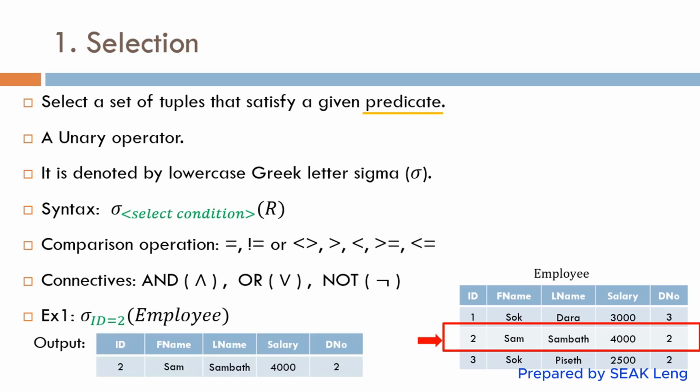So the output is the header, the names of the attributes, and the tuple that satisfies the condition ID equal to 2: ID 2, F name Sum, A name Sambat, salary 4,000, and D name equal to.